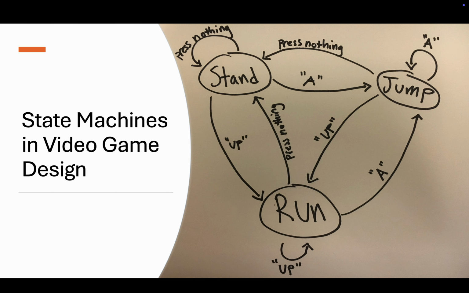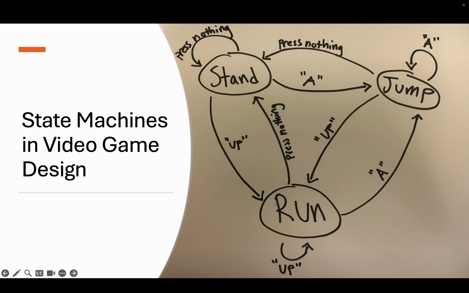Let's look at a video game example. Here we're describing the states that a character can be in a video game. So this character can stand as a state, run as a state, and jump as a state. And then we expect input from the user. Here we expect button pressing like up and A and nothing being pressed.